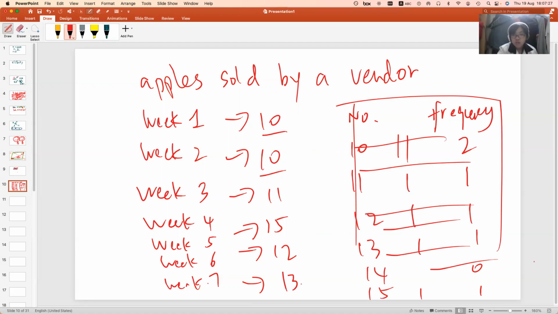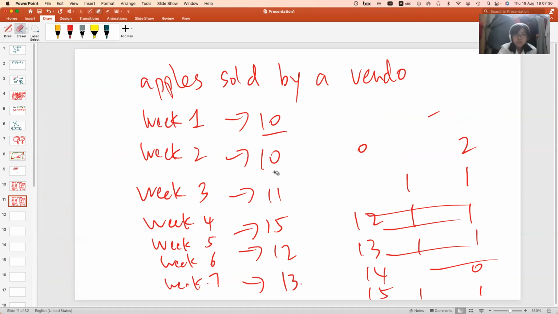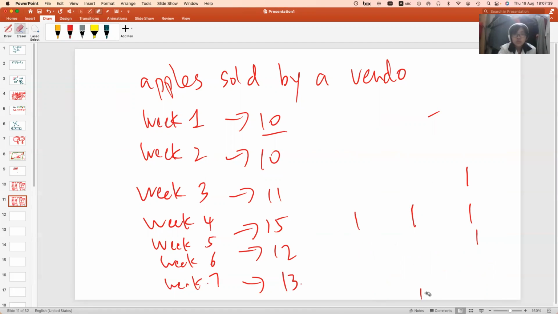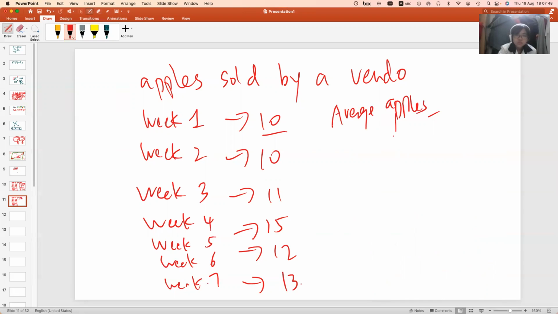Yeah. Next, if I ask you, what's the average? How do you find the average? Do you look at the table? No. So average is equal to average apples. How do you find out average apples? Formula. What's the formula? Total divide by number of items. Total what? Total apples. Okay. Divide by number of weeks. Yes.